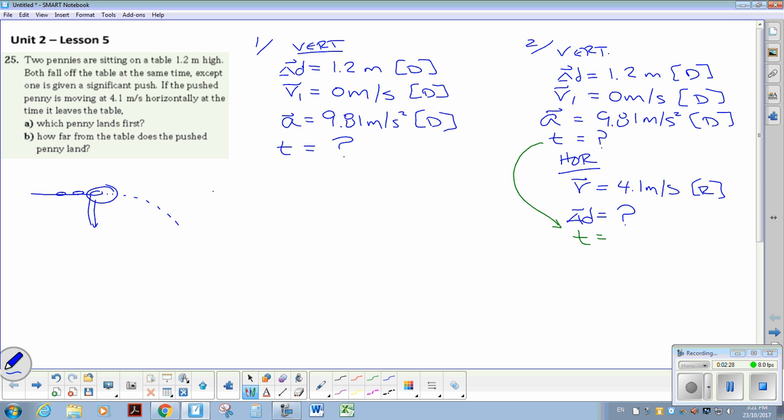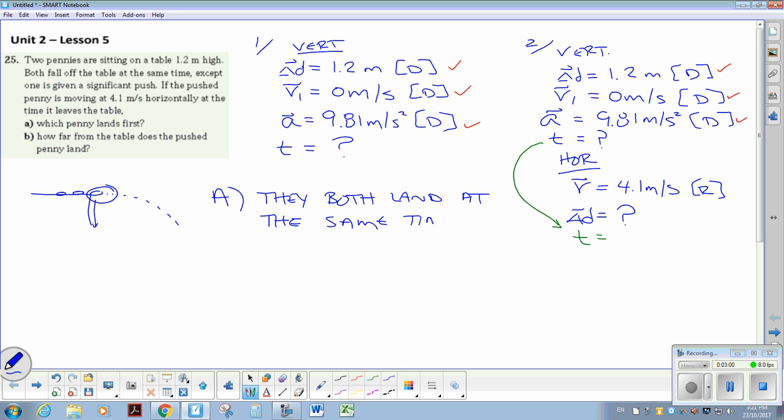So let's talk about part A. Part A is which penny lands first. Well, they both have the same vertical displacement, they both have the same initial velocity, and they both have the same acceleration. So the answer to A is they both land at the same time. And that's the evidence above. I showed the vertical information for both of them. If the vertical information is identical, the calculation is going to be identical, so they both land at the same time.